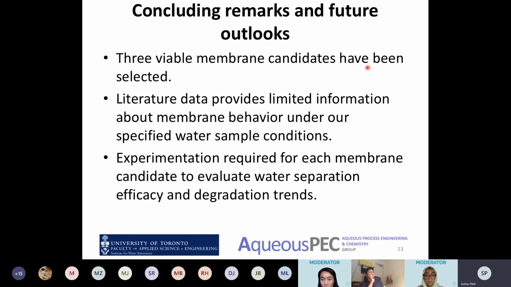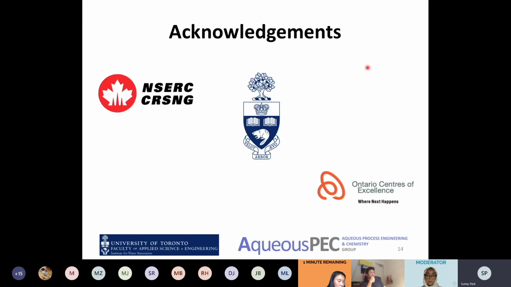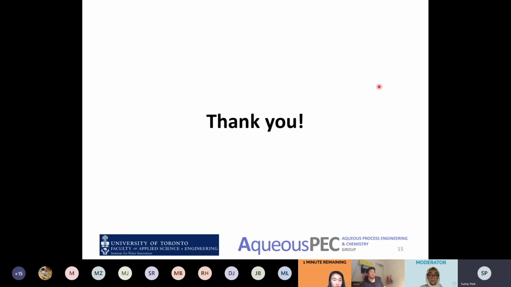Now, to conclude, 3 of the 4 candidates from our sample of membranes mentioned have been determined to have potential in low pH forward osmosis applications, but it's also very important to recognize that literature data provides limited information about membrane behavior under our specified water sample conditions. The next steps of this project naturally require experimentation to properly evaluate water separation efficiency and degradation trends. However, given the circumstances, the selective candidates do show the most promise in their field for success in low pH forward osmosis applications. Thank you. I'll now open the floor to questions.